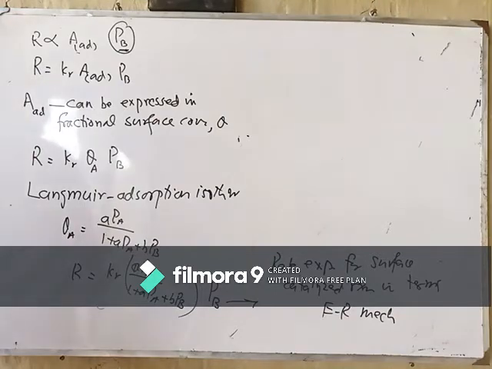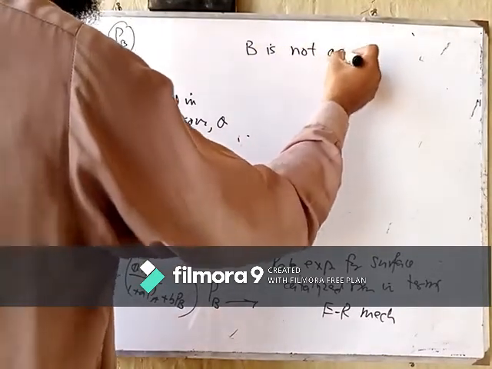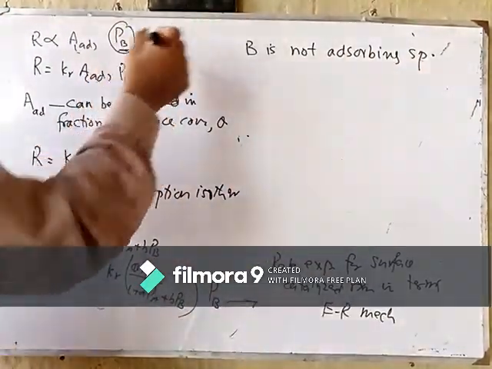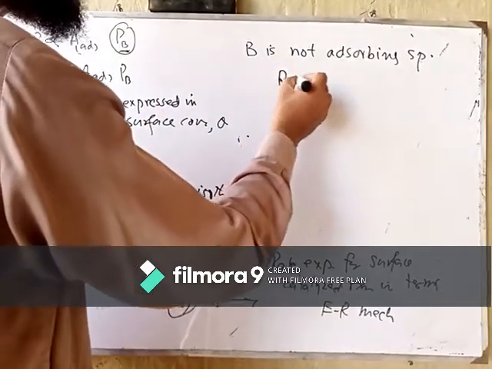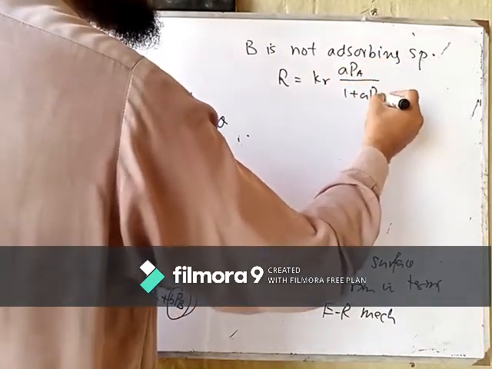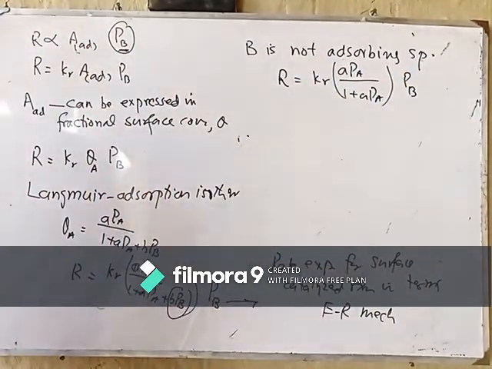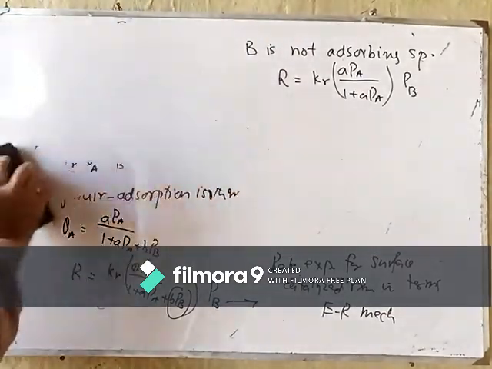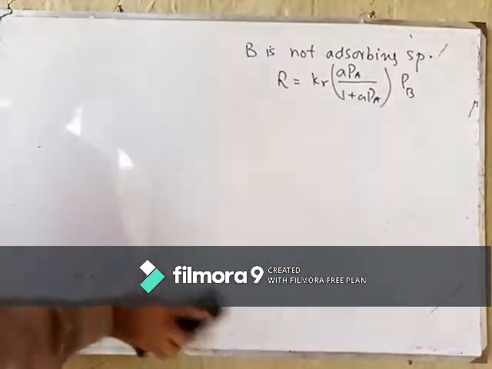If B is not an adsorbing species, then the rate equation would be, we remove the B term from the denominator, so simply we get R is equal to KR A PA over 1 plus A PA, times the pressure of B. So this is the rate expression for surface catalyzed reactions between reactants A and B in terms of the Eley-Rideal mechanism.